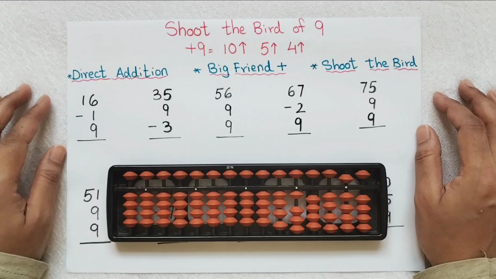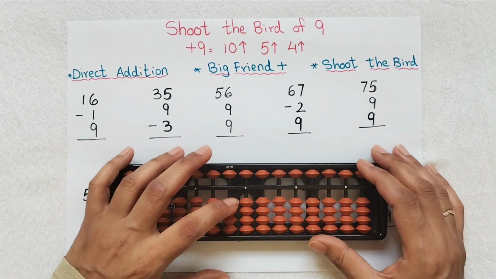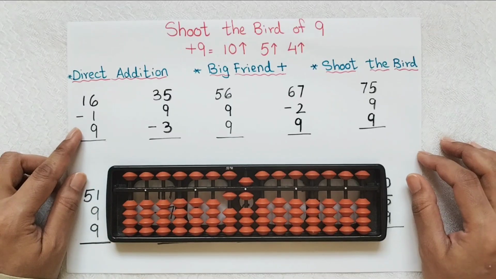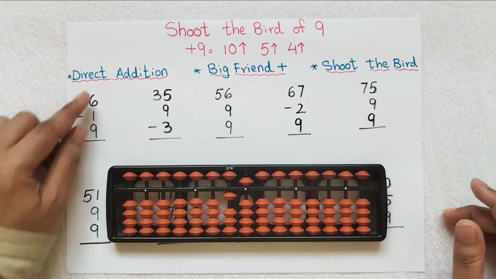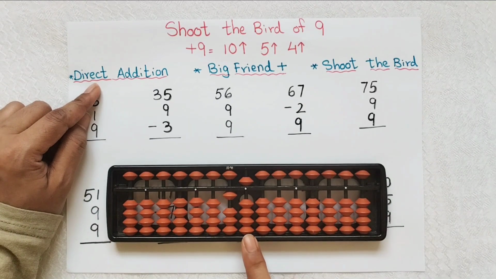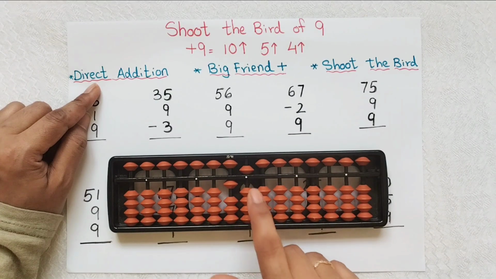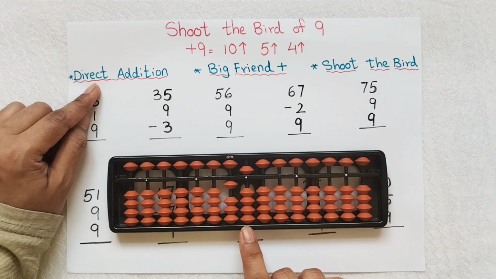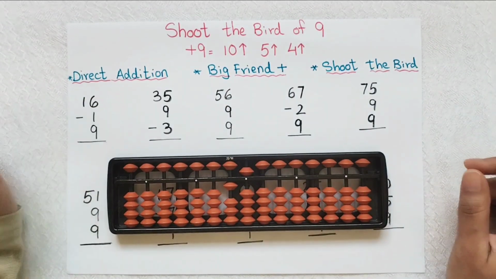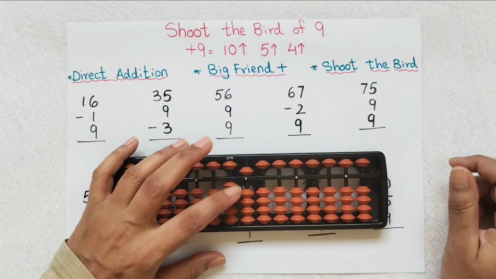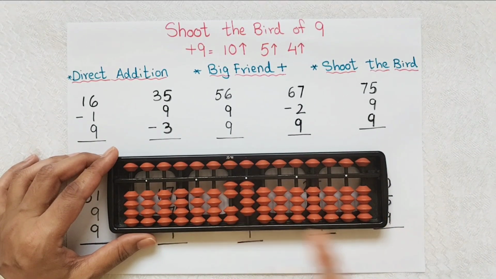Let us begin. First one, 16 less 1 plus 9. 16. First we place the number, less 1, direct subtraction, and now plus 9. Now always check, can we do direct addition here? No. Direct addition is not possible. Can I use big friend addition? No. Again, in the lower beads, we don't have anything to subtract. What about shoot the bird? Yes, we can go for the shoot the bird technique. That is 10 up, 5 up, 4 up. My answer is 24.